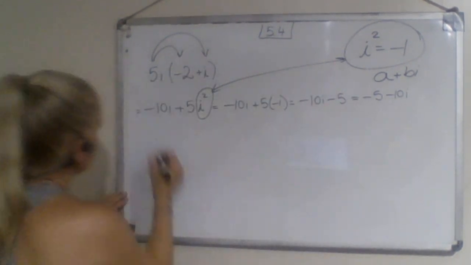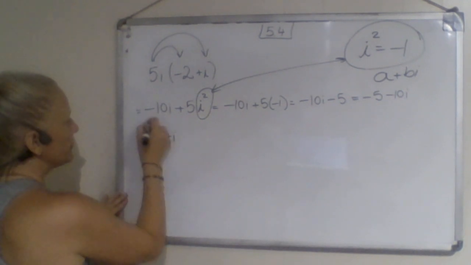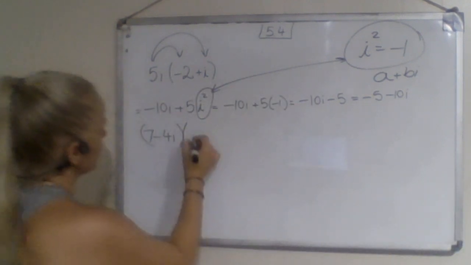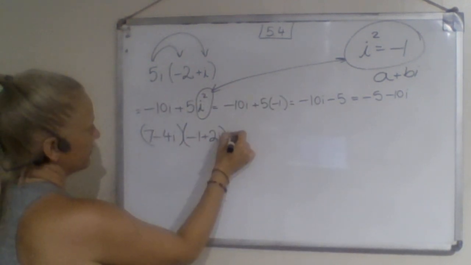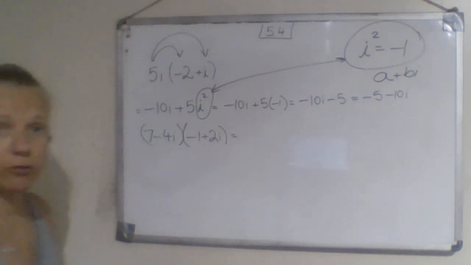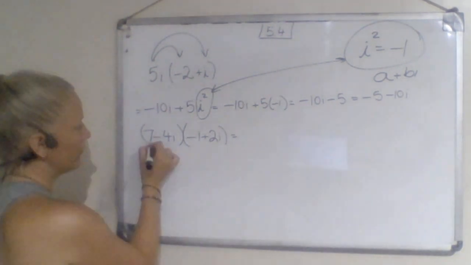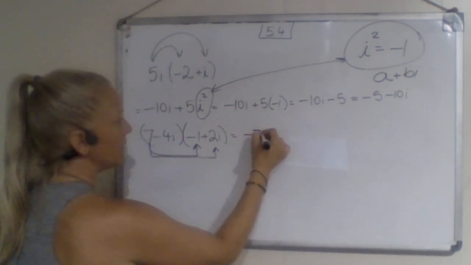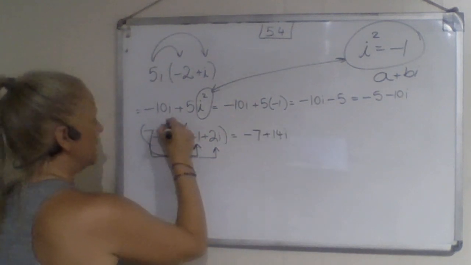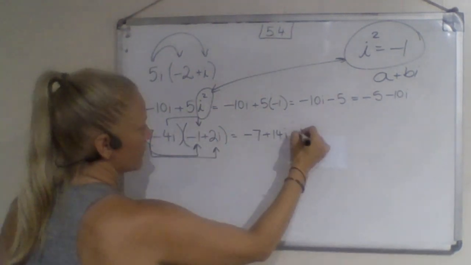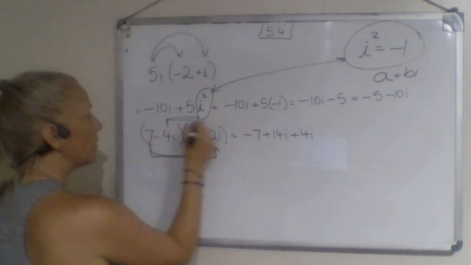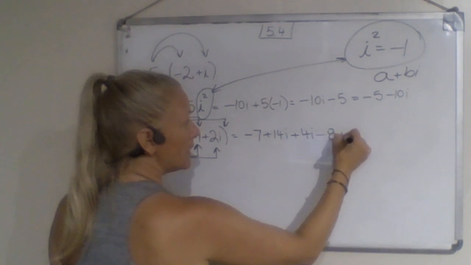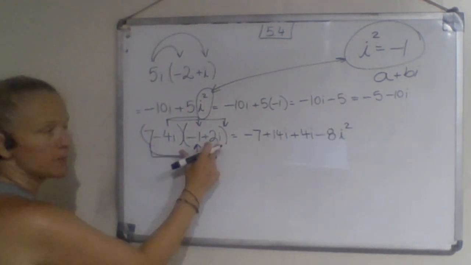Let's try another one. (7 minus 4i) times (negative 1 plus 2i). Well, this is FOIL. It works just like FOIL. So this is 7 times negative 1, negative 7. 7 times 2i, plus 14i. Negative 4i times negative 1, plus 4i. And negative 4i times a positive 2i, negative 8. This is what you don't want to miss: i squared, right? It's an i times another i.